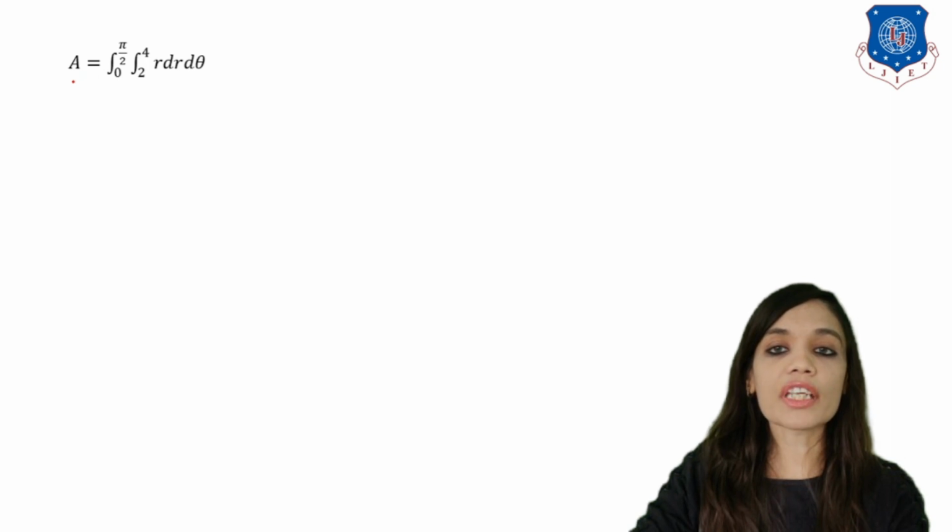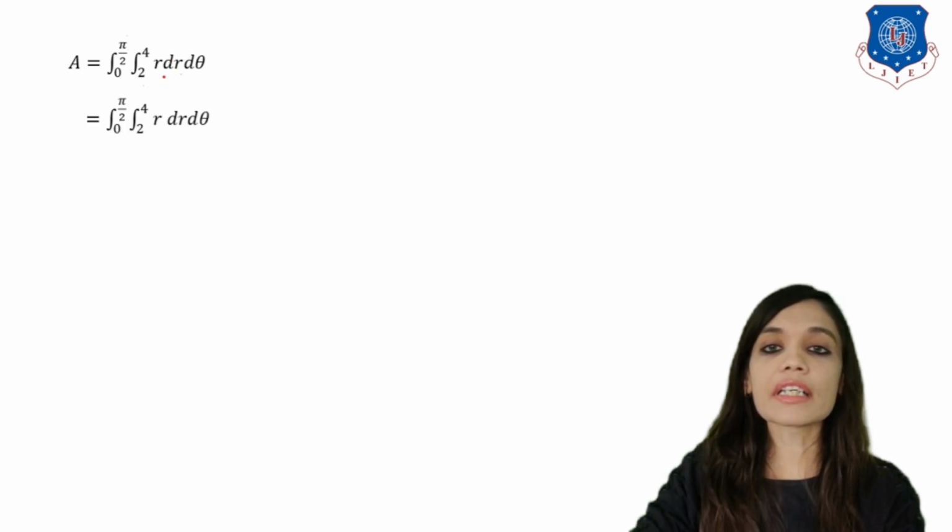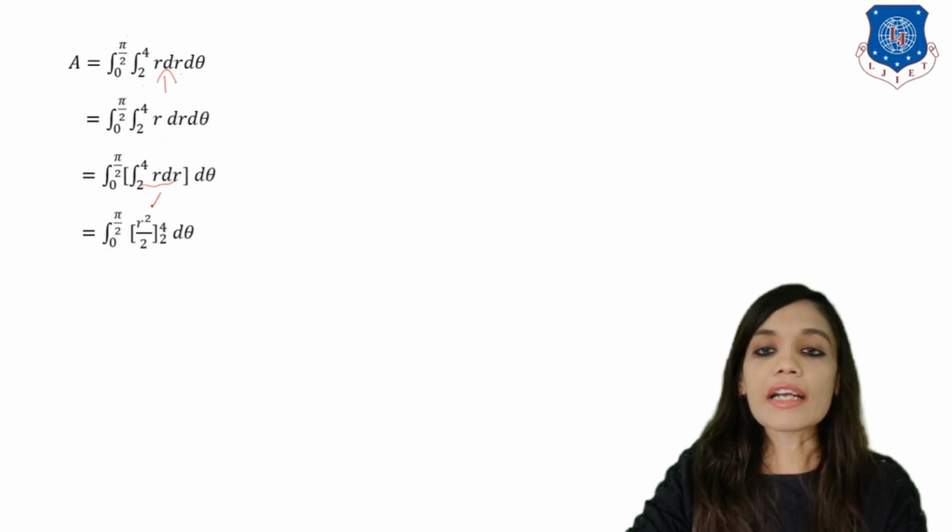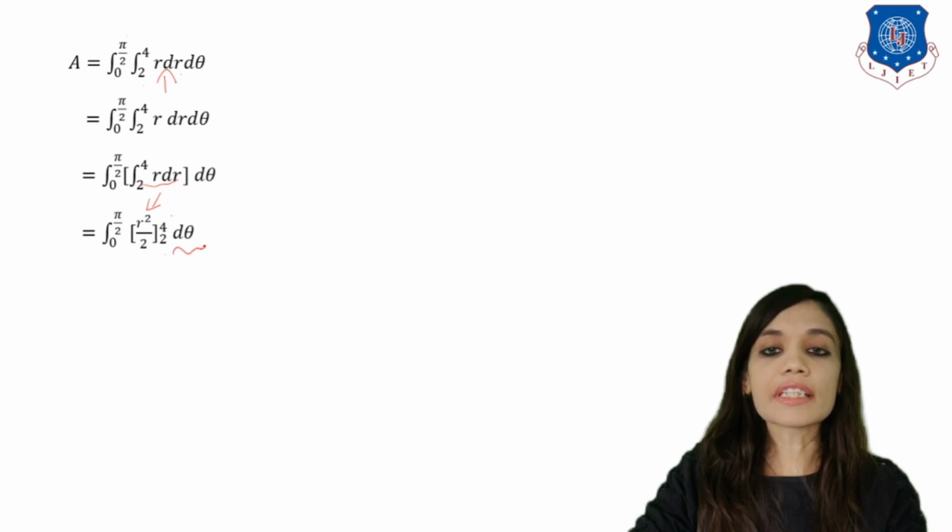Okay, so now let us find the area. So the formula of area is A is equal to, put the limits of theta 0 to pi by 2, put the limits of r, they are 2 to 4, r dr d theta, right? So firstly we have to evaluate the integral with respect to r, right? Keeping theta as it is. So on integration what you will get? r square by 2, put the limits 2 to 4, d theta will remain as it is and this integration also will remain as it is.